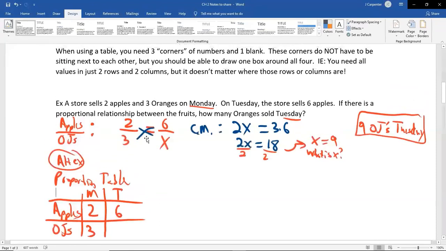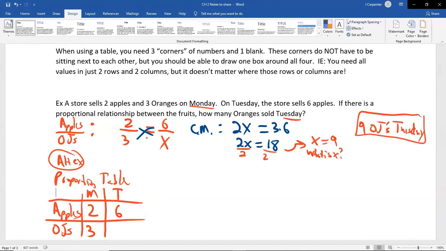Let me pull back, there we go. So this is a proportion table. This is how it could have been set up as well. So same exact numbers, same exact answer, just a different setup. When using a table, you need 3 corners of numbers in one blank. These corners do not have to be sitting next to each other.